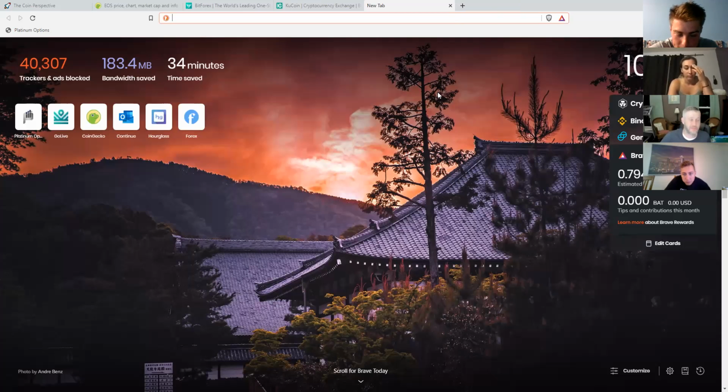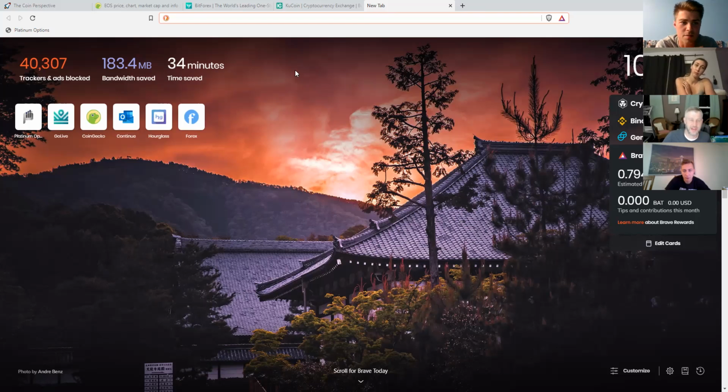Why not use a new browser? Why not try something different? It also shows you trackers and ads blocked, 40,000, bandwidth saved, 183 megabytes, time saved, 33 minutes. It cuts down on the junk that's being sent to you, and it actually is a pretty good browser too. It uses DuckDuckGo as a search engine. It works well, and you get paid for using it. Yeah, why not? So anyway.